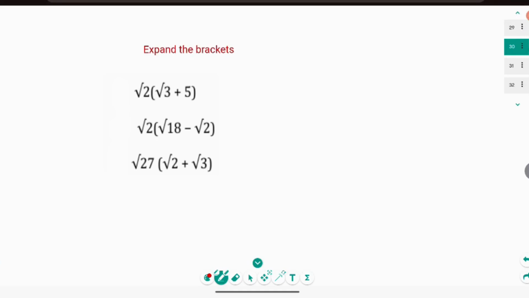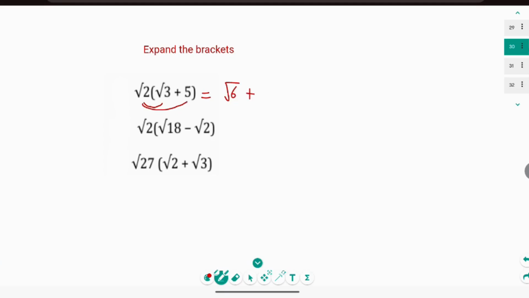Okay, so you've learnt the basic rules of surds. Let's see how you apply them to slightly higher level questions. So how do we expand these brackets? Well, you need to consider them as if they're just normal brackets. We're multiplying root 2 by everything inside the brackets. But let's not forget our rules of surds. So root 2 times root 3 is root 6.